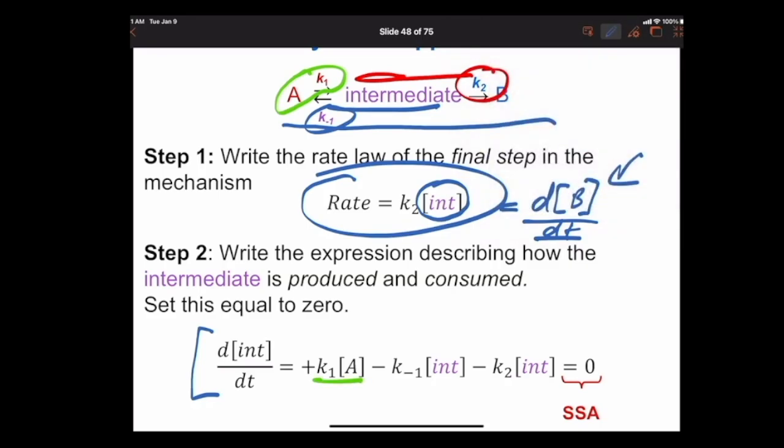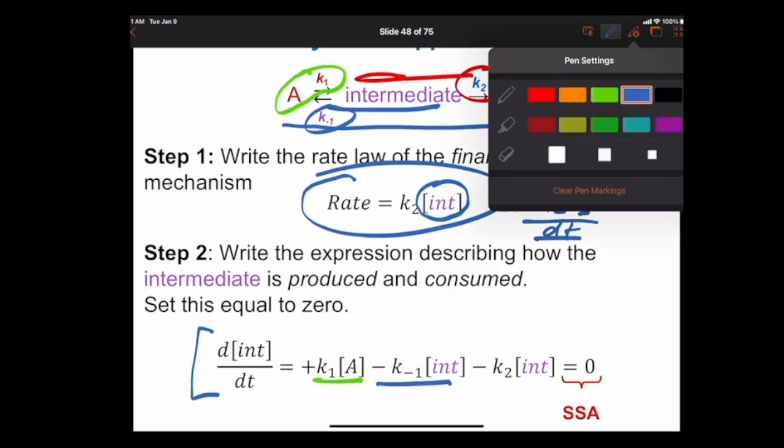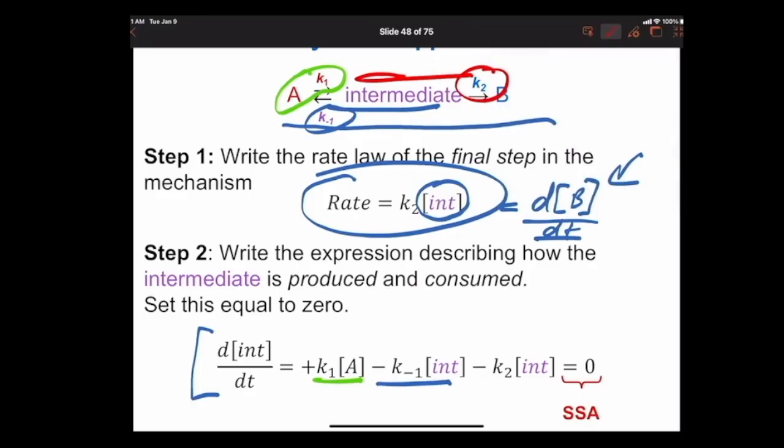Used up, going backwards, intermediate in K minus 1, that's this one here. And forming product, minus K2 intermediate. And again, you can tie them off. The sign of it means it is being used up or it's being formed. And which one or which step it's involved with comes down to what the K value is we're talking about.